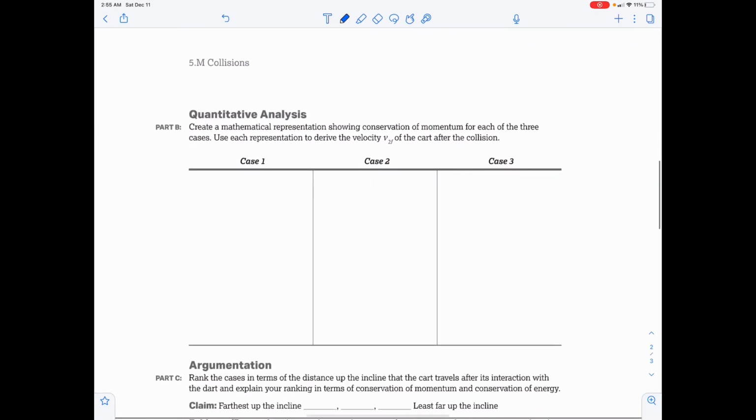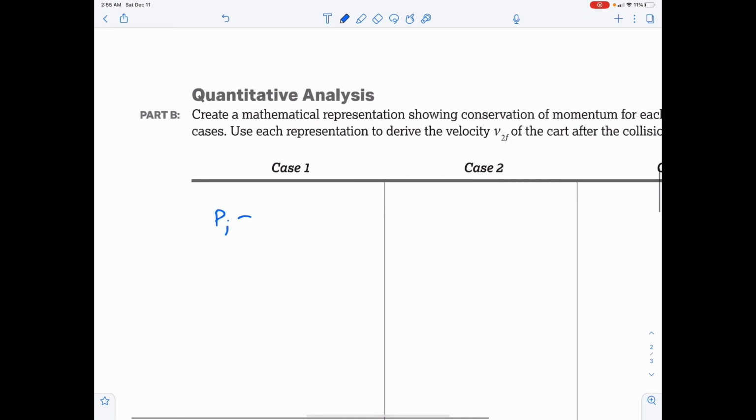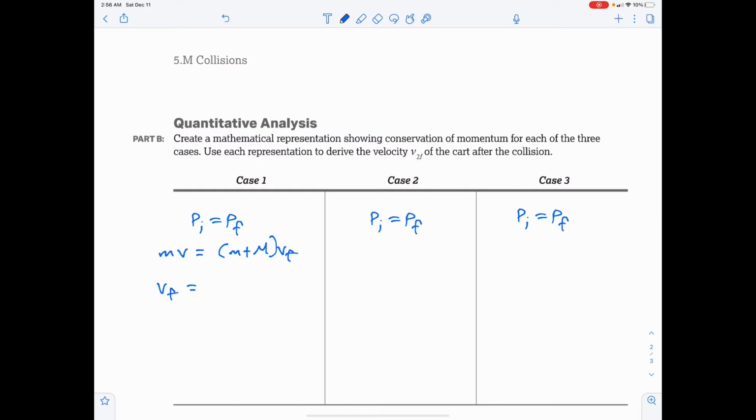Part B, create a mathematical representation showing conservation of momentum for each of the 3 cases. So in case 1, momentum initial equals momentum final. In fact, that is going to be the case that we're going to start with for all 3. Okay, now in the first case, the initial momentum is just the dart, mv. Afterwards, it embeds itself in the cart, so mass of the dart plus mass of the cart times v final. V final would be the initial momentum of the dart divided by the sum of the mass and the dart.